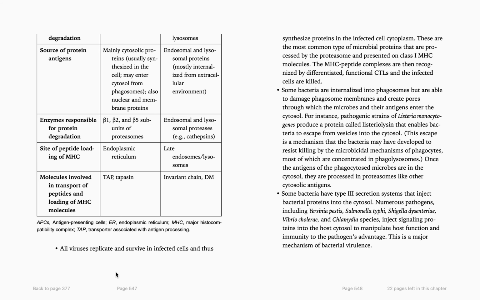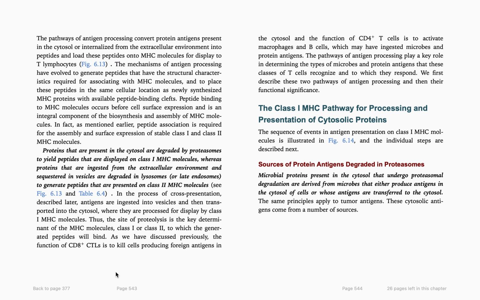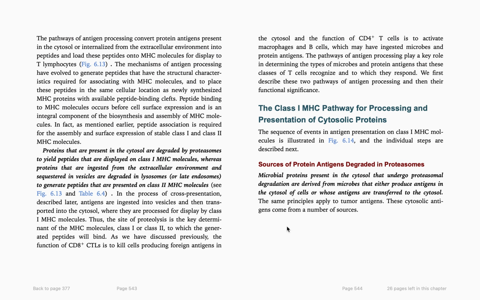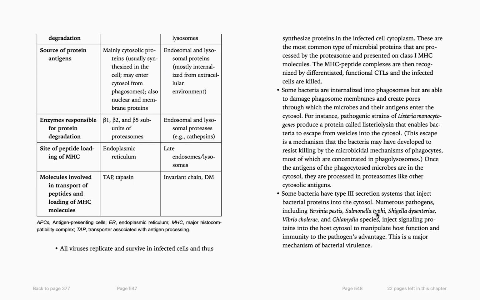So when we go back to the class 1 pathway, you remember sources of protein antigen degraded in proteasomes. We are discussing that was the main thing. Actually, we mentioned that microbial protein present in cytosol that undergo proteasomal degradation are derived from microbes that either produce antigen in the cytosol of the cell or whose antigen are transferred to the cytosol. Some principles apply to tumor antigen. These cytosol antigen come from a number of sources. So here we are going to see them.